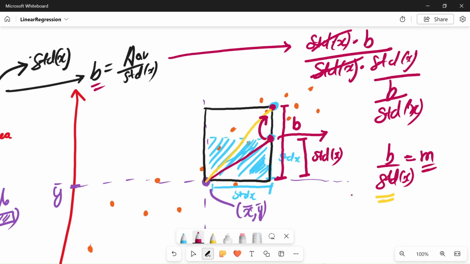I mean, if b was 10 and standard deviation of x was 5, then this value 2 tells you that you have to scale standard deviation of x twice to reach this point B. And I have already told you what's so special about this point, right? It's the average point, and that's what makes it special.